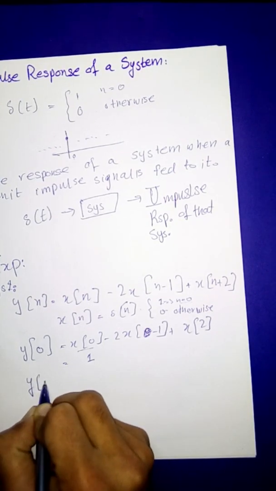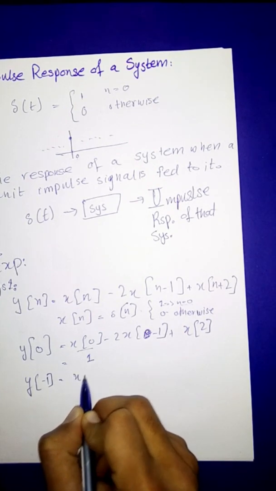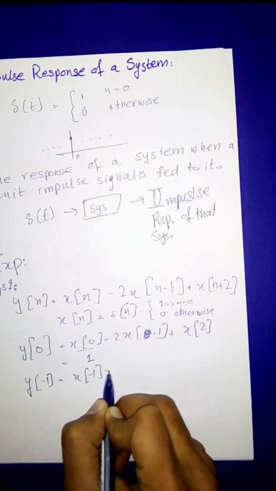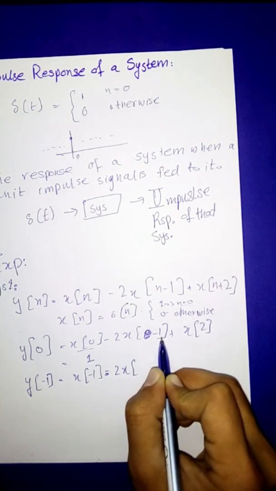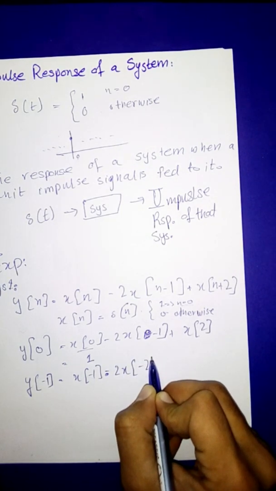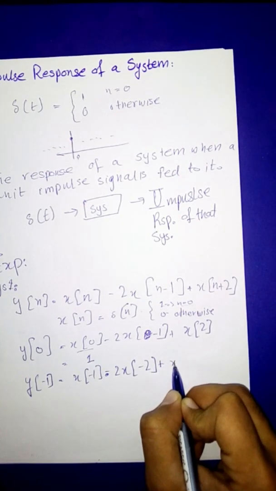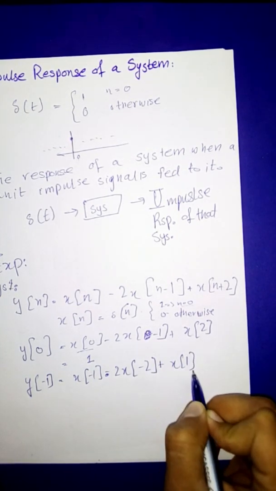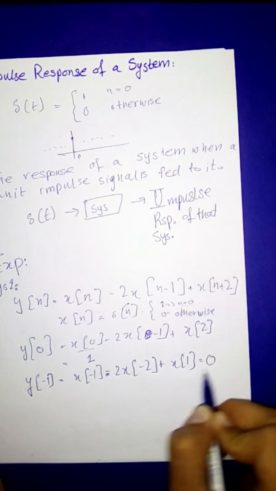For y of minus 1, we have x of minus 1, minus 2 x of minus 2, this will become minus 2, plus x of 1. So this will result in 0.